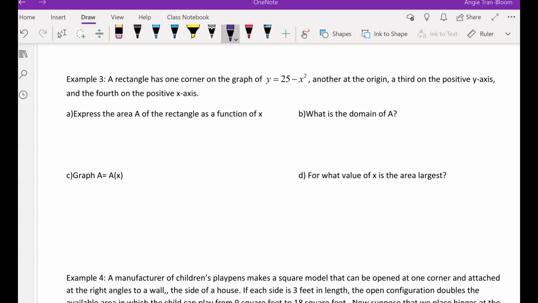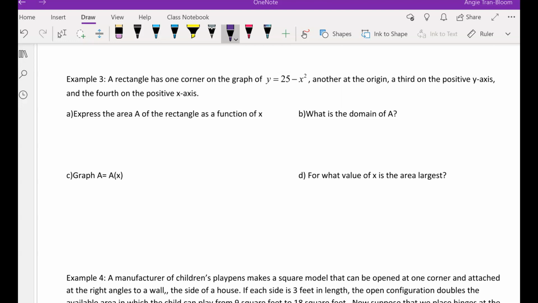Hey guys, so this is for Unit 1, Section 2.6, Example 3. Example 3 reads: a rectangle has one corner on the graph of y equals 25 minus x squared, another corner at the origin, the third corner on the positive y-axis, and the fourth on the positive x-axis.